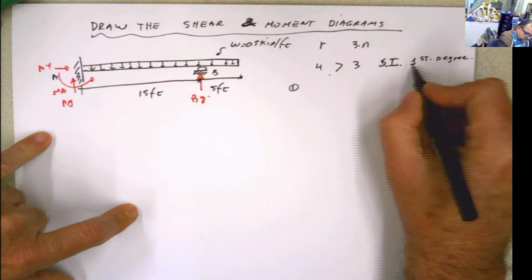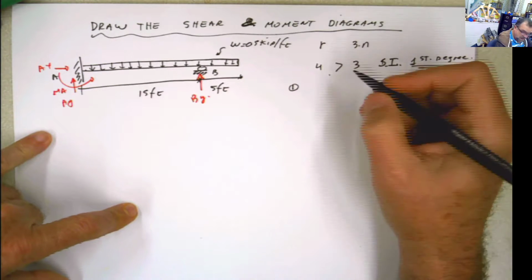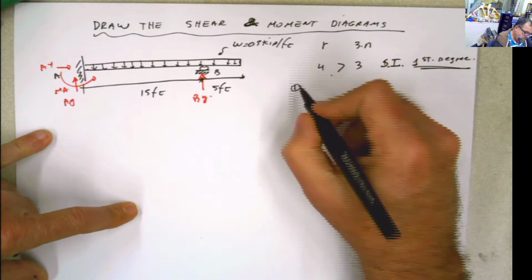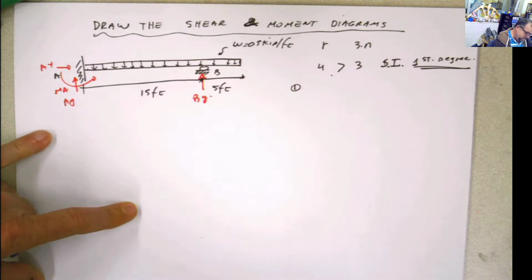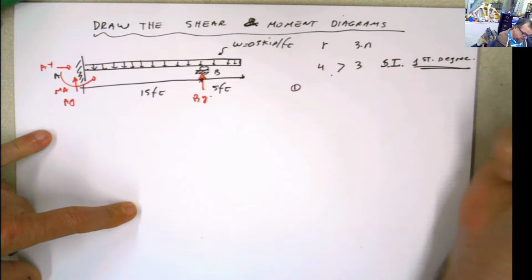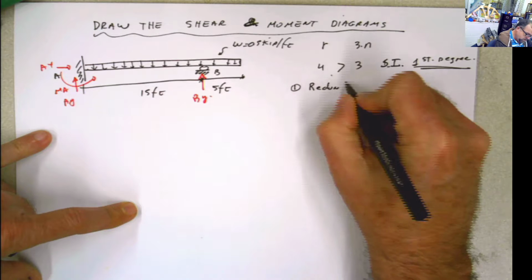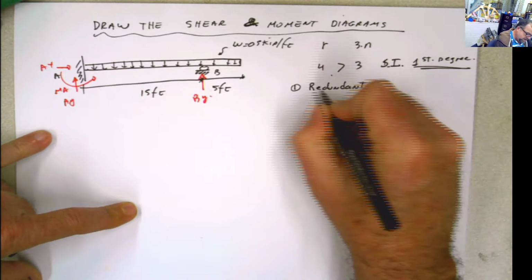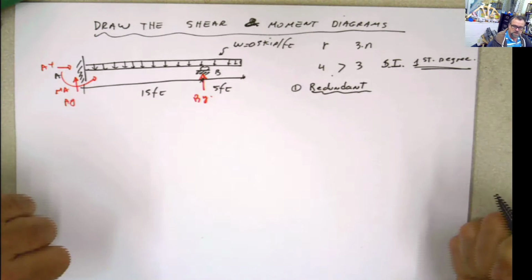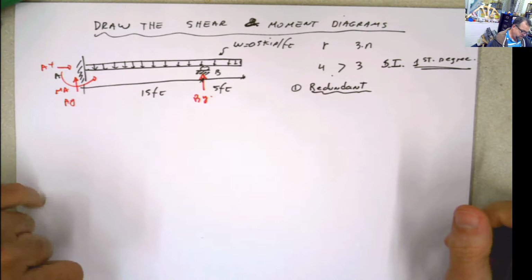Why one? Because it's first degree. If it's more than first degree, then we have to select 2, 3, 4. But that's a nightmare. That's really, really long. So just for exemplifying the method, let's say this is only 1 degree of indeterminacy, because it is what it is. First you have to select the redundant. The redundant is the extra reaction that I can take out, and the structure will still be stable and statically determinate.